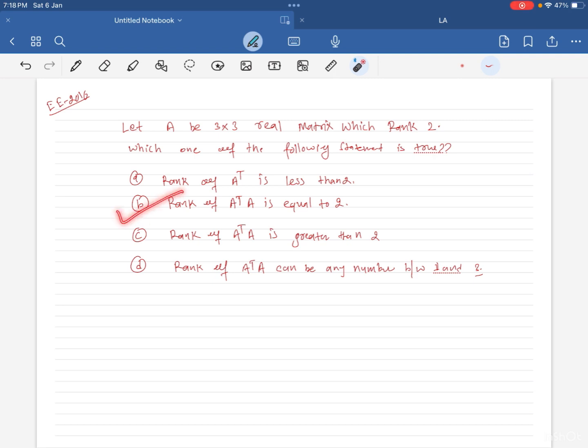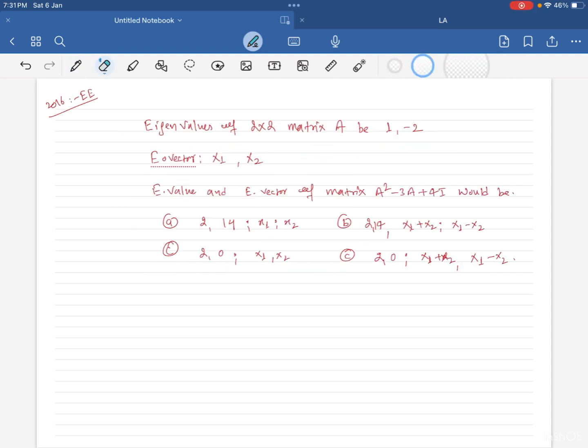So this is the correct one. Rank of A transpose A is greater than 2? No, this cannot be correct because rank of A is 2, so it can't be greater than 2. Rank of A transpose A can be any number? No. So the correct answer for this is option B. Okay, so this question is from EE 2016.